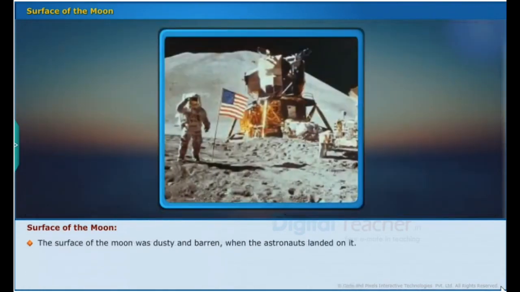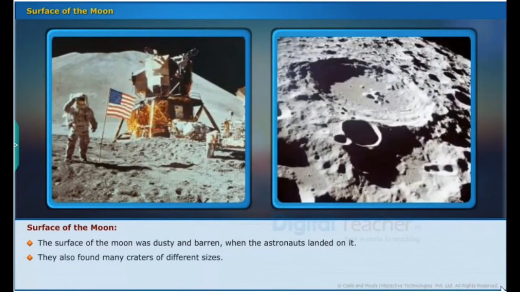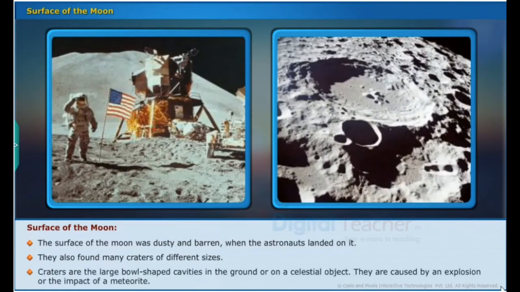The surface of the moon was dusty and barren when the astronauts landed on it. They also found many craters of different sizes. Craters are large bowl-shaped cavities in the ground or on a celestial object. They are caused by an explosion or the impact of a meteorite.